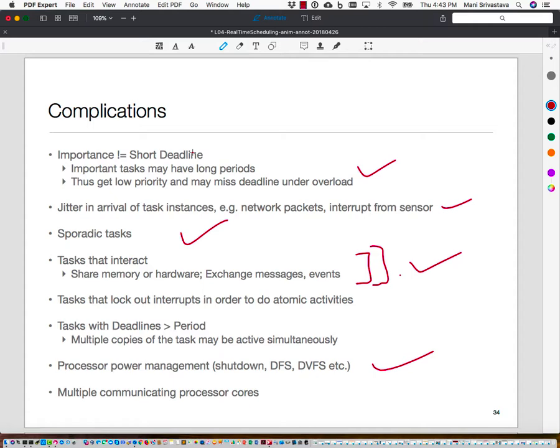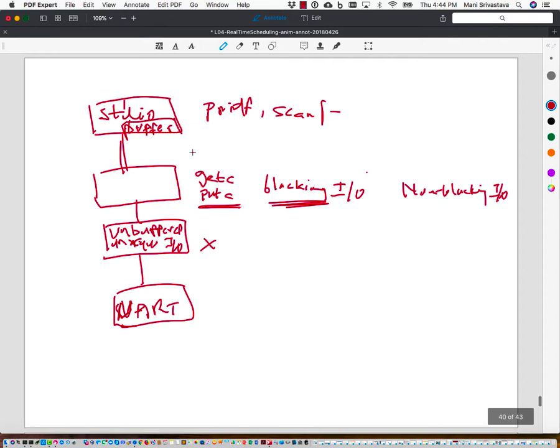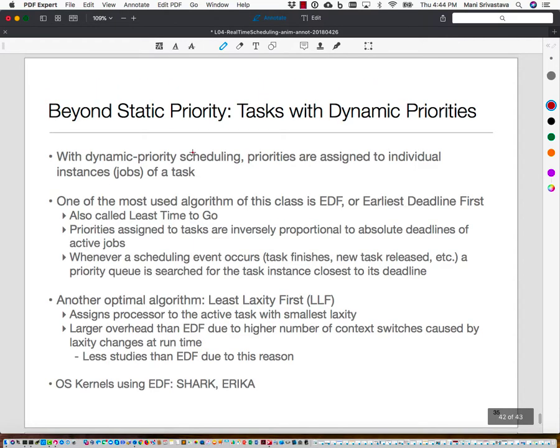So how do you reconcile importance and priority? There's not really a clean answer other than you force the more important task into a higher priority framework, while maintaining schedulability. There are tricks to be able to do it. I'm not going into any of these. They are topics that are more advanced for this course.